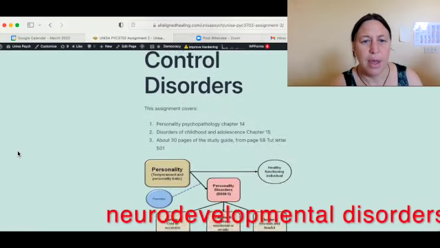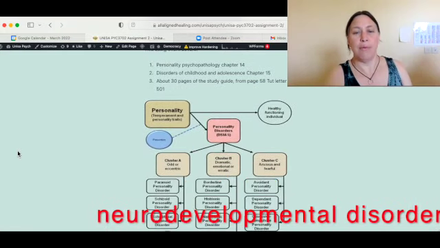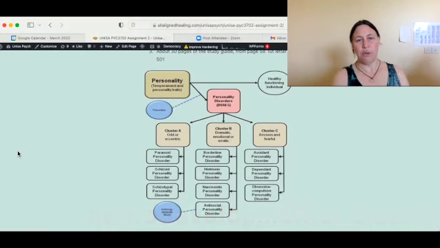All right. There are 10 personality disorders that we cover. 3 fall into the odd or eccentric cluster. That's paranoid, schizoid, schizotypal. Then we've got dramatic, emotional, erratic. We've got 4 in there.